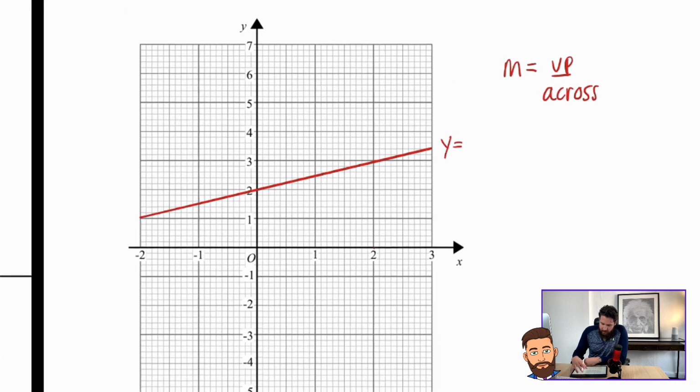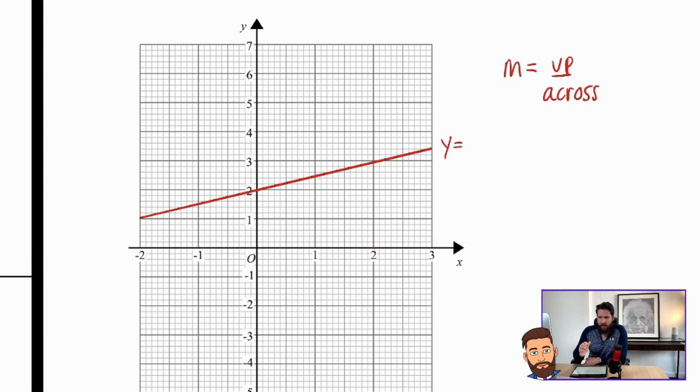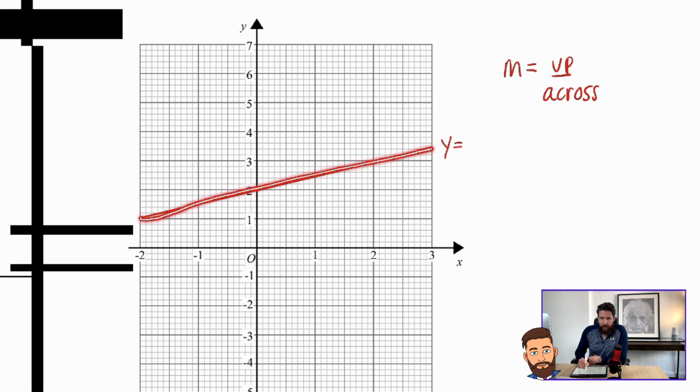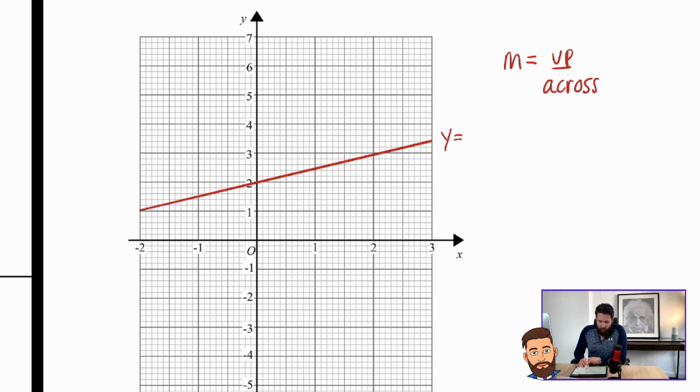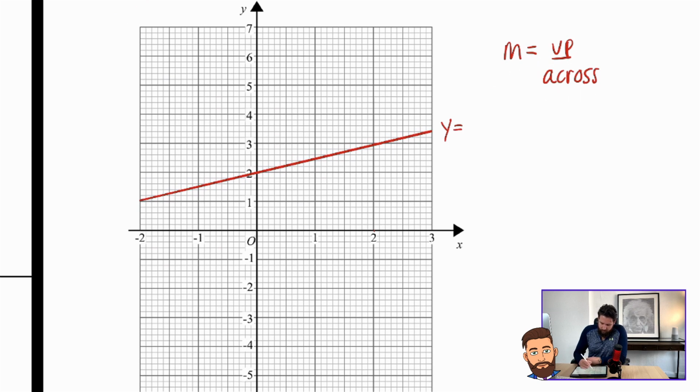Let's check our scale and check whether this is a positive or a negative gradient. So this line is clearly going up, so it's going to be a positive gradient. And we need to check our scale. Well, 1 unit is worth 1 of these big squares. So 1 unit across is 1 big square. That means one of these little squares must be worth a half. So we just have to be clear on that.